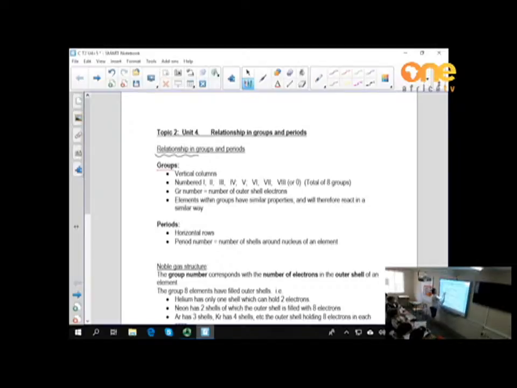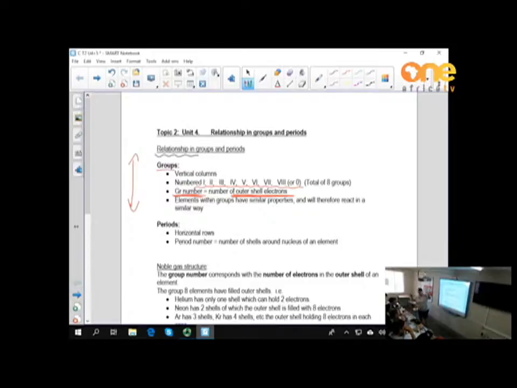Now, the groups are the vertical columns on the periodic table, and we distinguish 8 groups. Group 1, 2, 3, 4, 5, 6, 7, 8 groups, all right? We normally number them with Roman numerals. Group 8 is also known as Group 0, and we'll explain the reason for that in a moment. The group number, you should know this at this point, tells us how many outer shell electrons an element has.